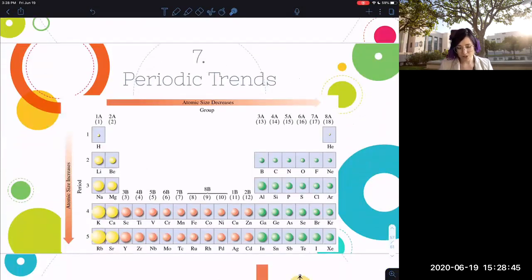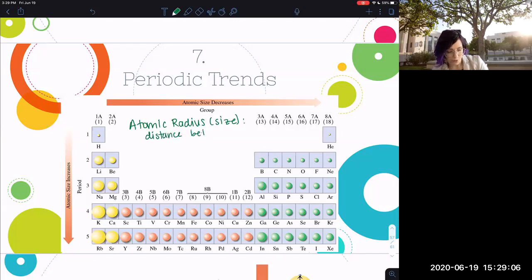And our last topic for this chapter is periodic trends. So we're going to define the trend, and then I'm going to tell you about it. So atomic size, aka atomic radius, is defined as the distance between the nucleus and the outermost electron, which is called what kind of electron? The valence electron, yeah.